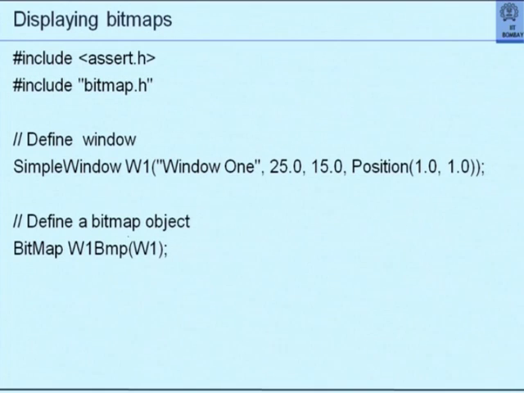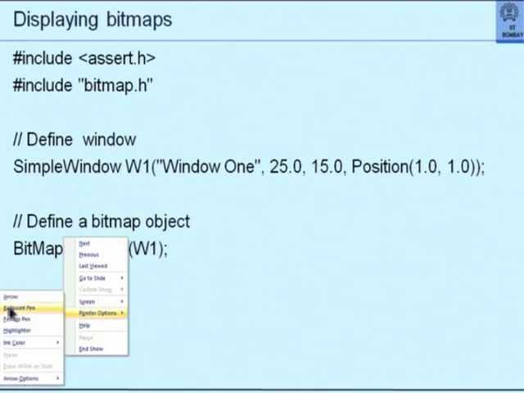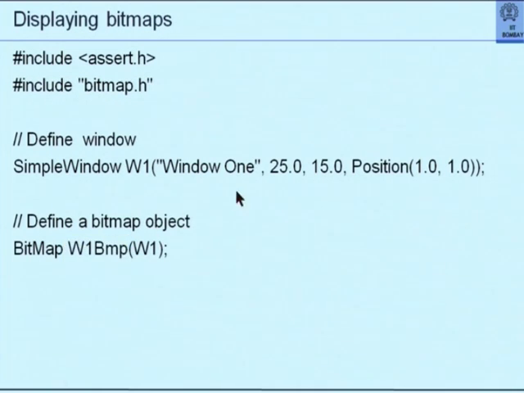Here is a standard definition of a window that we often use. Say window W1, 25 by 15, position 1, comma 1. Now I define a bitmap object. So bitmap is another class. Remember the nomenclature, it typically is first letter capital and some other word letter capital.